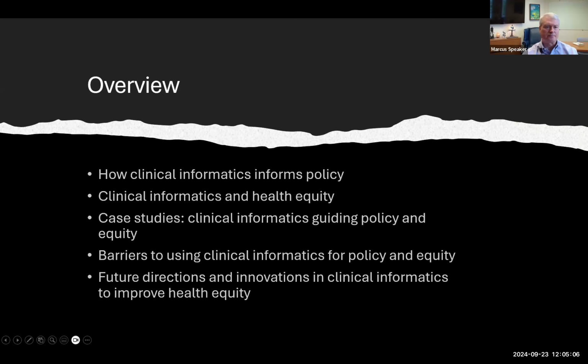So having said that, our journey for today is broken up into several different pieces: looking at clinical informatics and how that can inform policy, looking at clinical informatics and health equity. We'll go through several case studies. We'll talk about some barriers when looking at clinical informatics and policy and equity, and then no presentation about technology these days would be complete without talking about AI. And so at the very end, and stay with me until the end, we're going to talk about some really cool AI pieces that are on the horizon.